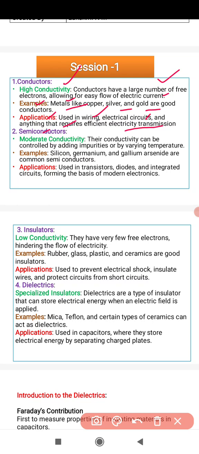Now we see the semiconductor. Semiconductors have moderate conductivity. Their conductivity can be controlled by adding impurities or by varying temperature. Examples are silicon, germanium, and gallium arsenide, which are common semiconductors. Their applications are transistors, diodes, and integrated circuits, forming the basis of modern electronics.